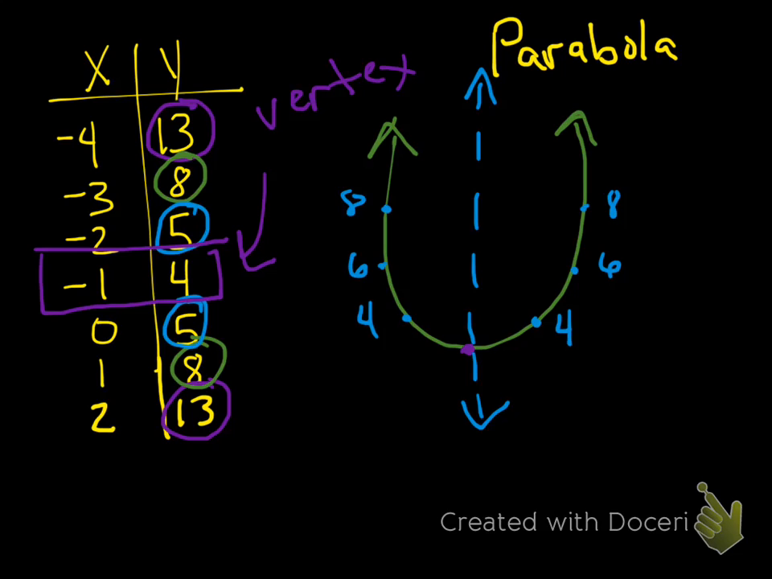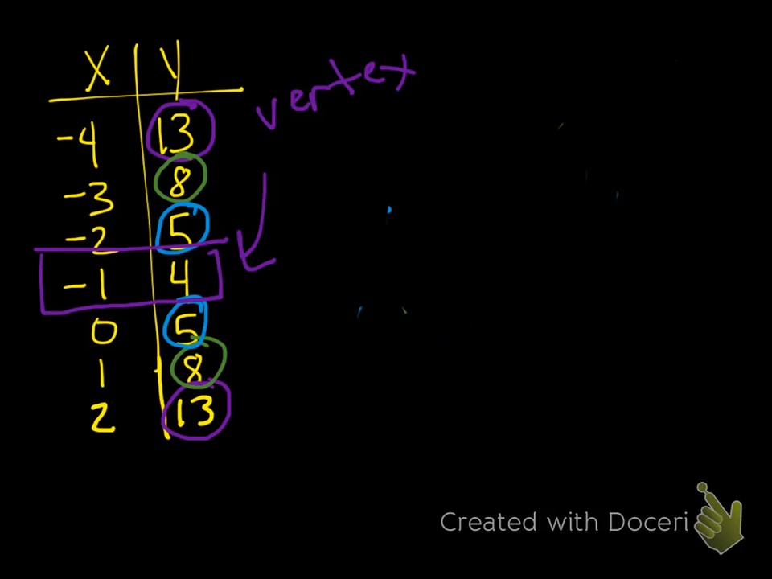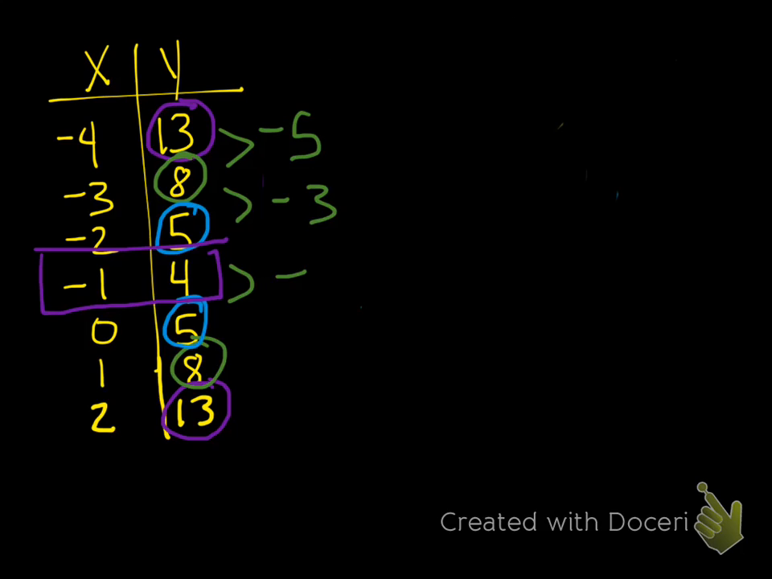Now let's look at a couple more things. I'm going to go ahead and erase this. If we go back, I'm going to write some stuff that was on the table real quick. We did our differences. This was -5, -3, -1, +1, +3, and +5.